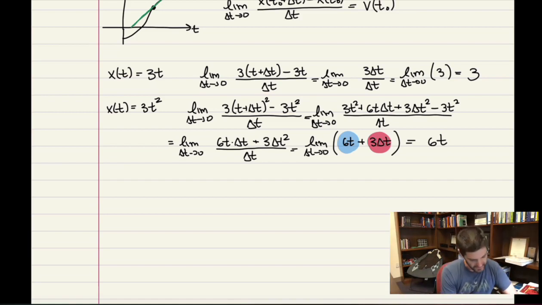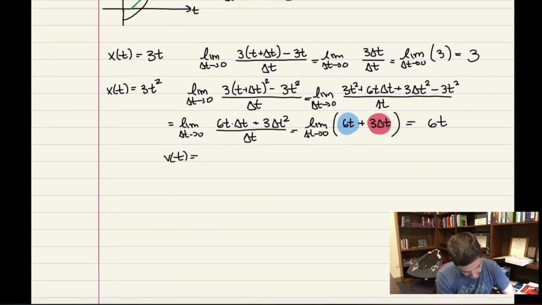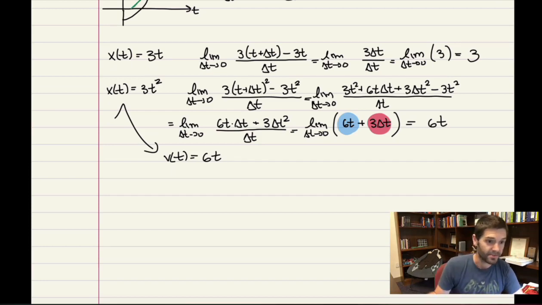So I would say in this case then the velocity, the function for velocity, is equal to 6 times t for that position. And indeed, we do see in this case that as t gets bigger, the slope gets bigger. So remember, velocity corresponds to the slope of the position curve. So as you get to larger and larger times, the slope gets steeper and steeper.